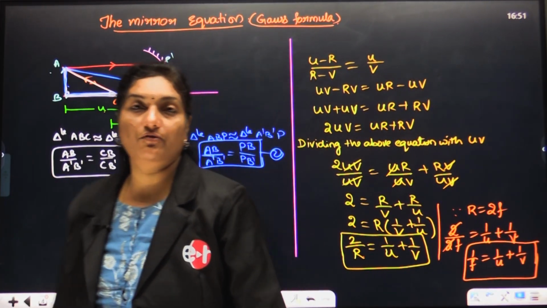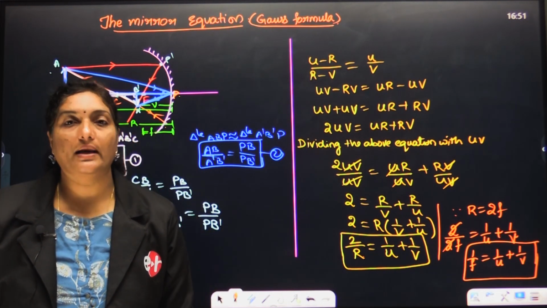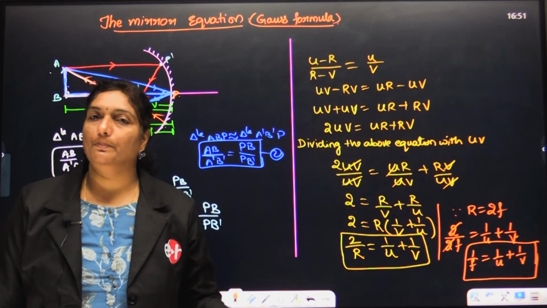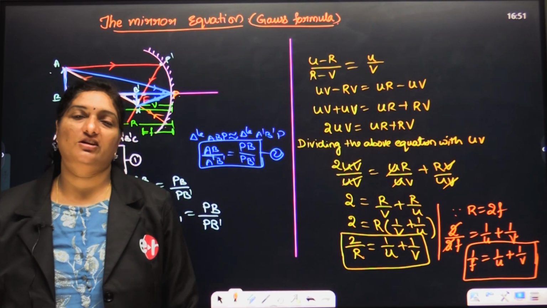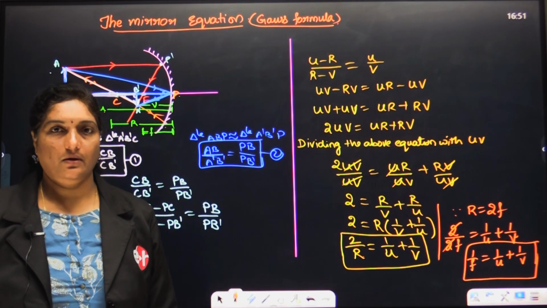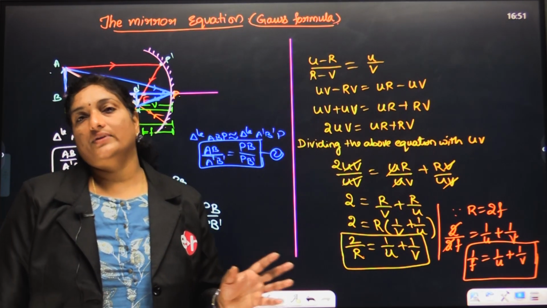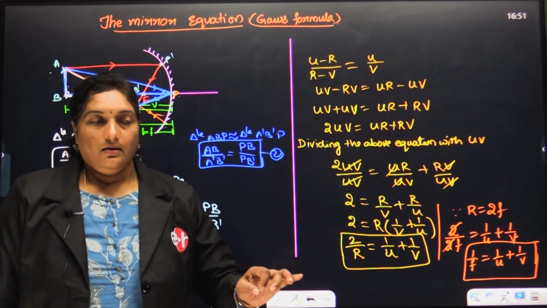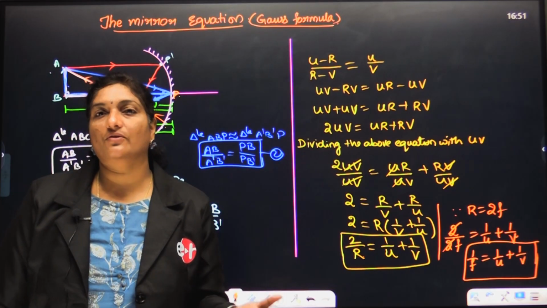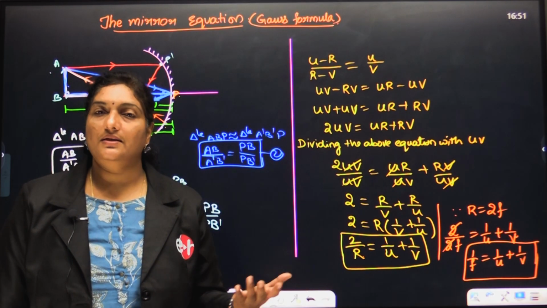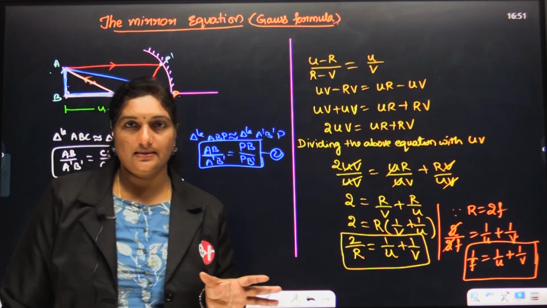The relation between the focal length, object distance and image distance is given as 1 by F is equal to 1 by U plus 1 by V. So, this formula itself is called the mirror equation or Gauss formula. Okay, children. And one more thing, remember the direction of the distances. If it is in the direction of the light ray, it is taken as positive, and the direction opposite to the light ray is always taken as negative. Regarding this, we will discuss in detail later.